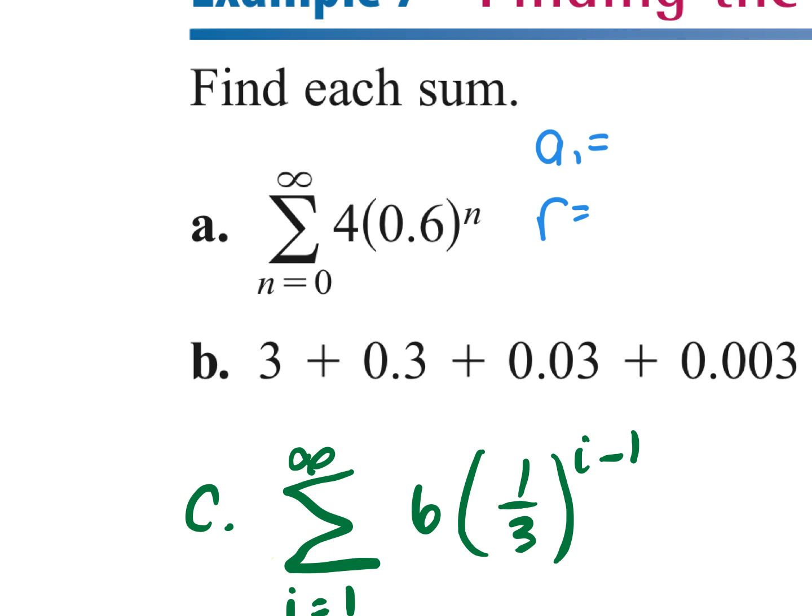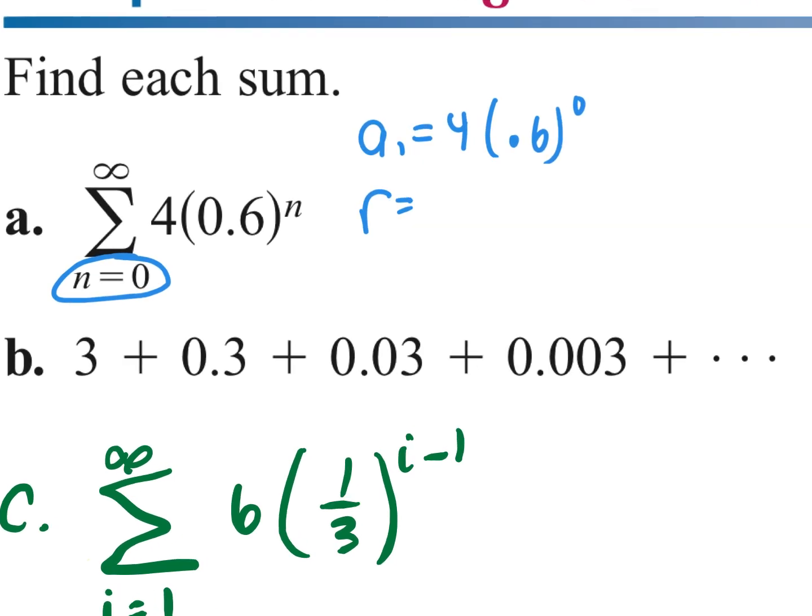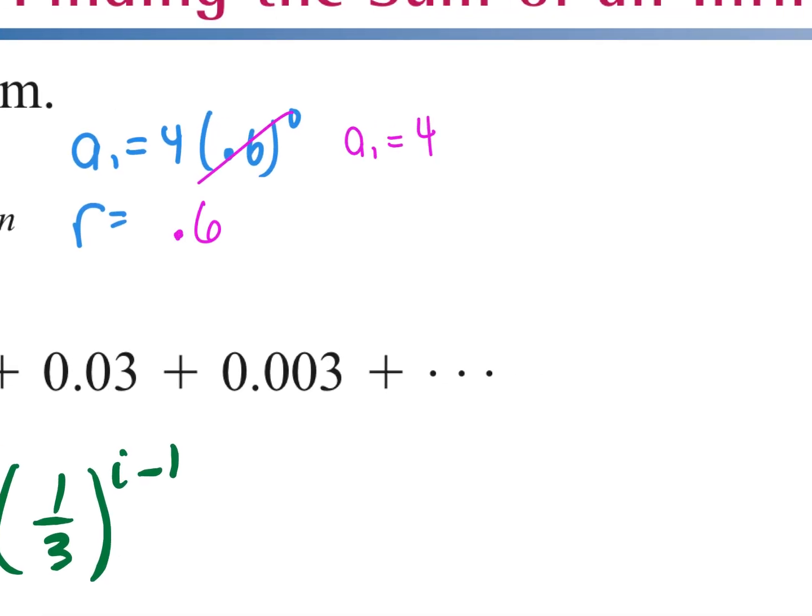How do I figure out what the first term is? Plugging in 0. Why am I starting with 0? Because it says, hey, start with 0. So I'm going to say 4 times 0.6 to the 0 power. What's anything to the 0 power? 1. So 4 times 1 is 4. Your first term is 4. What is your common ratio? 0.6.